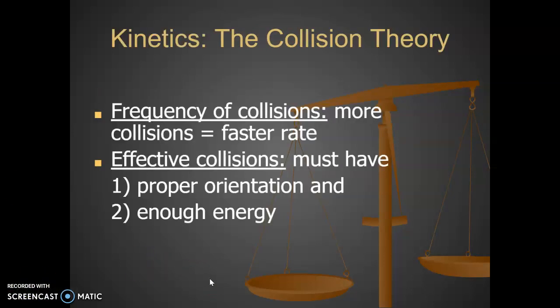So the collision theory is just the frequency of collisions means that more collisions will equal a faster rate of reaction. So basically, if more of these molecules are bumping into each other, it's going to have more opportunity for bonds to form and for our products to be made in our chemical reaction. So more collisions equals a faster rate.